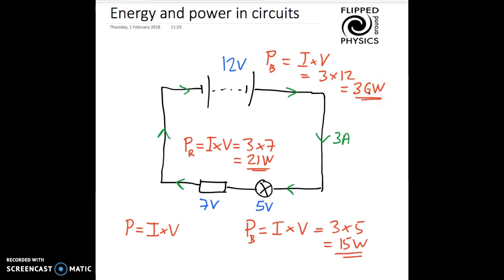And you can see that 36 equals 15 plus 21, which is the power of the bulb and the power of the resistor. So essentially the power supplied by the battery is then given out as the power output of the bulb and the resistor.